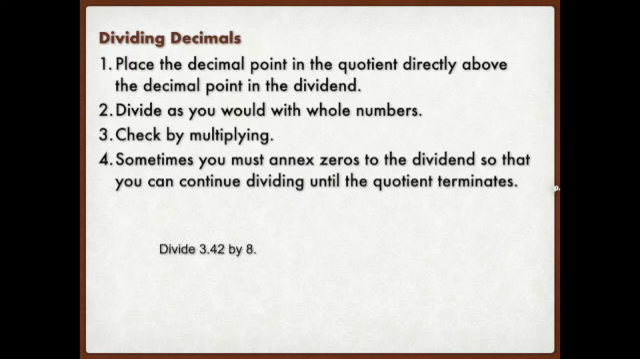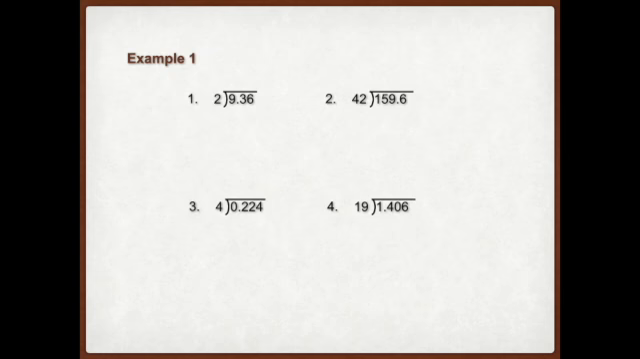So here's 8 divided into 3.42. Okay, 3.42 is our dividend. We're going to go ahead and place the decimal above the decimal in the dividend, and then we're going to go ahead and divide, and we get 0.4275. We take that number and we multiply it by 8 to check it to see if it came to 3.42. Here are 4 practice problems.